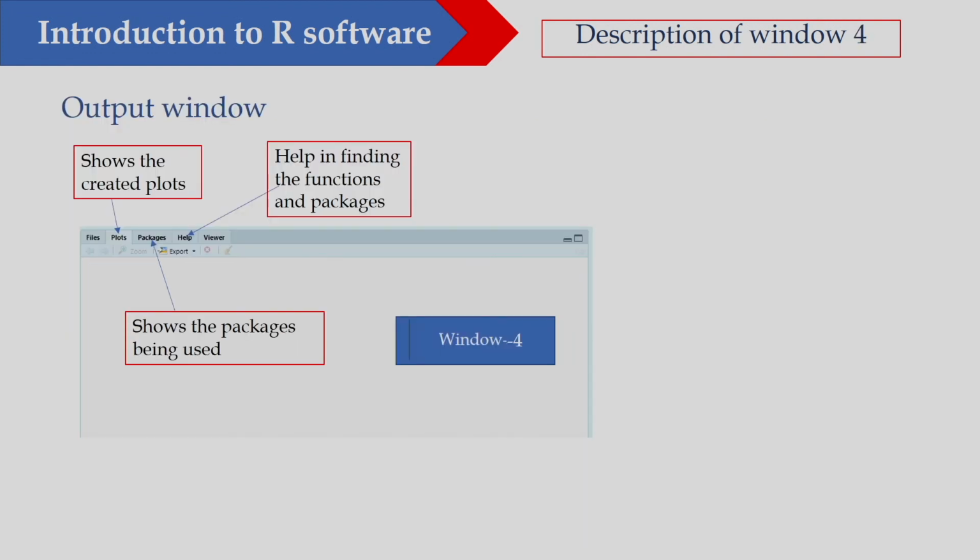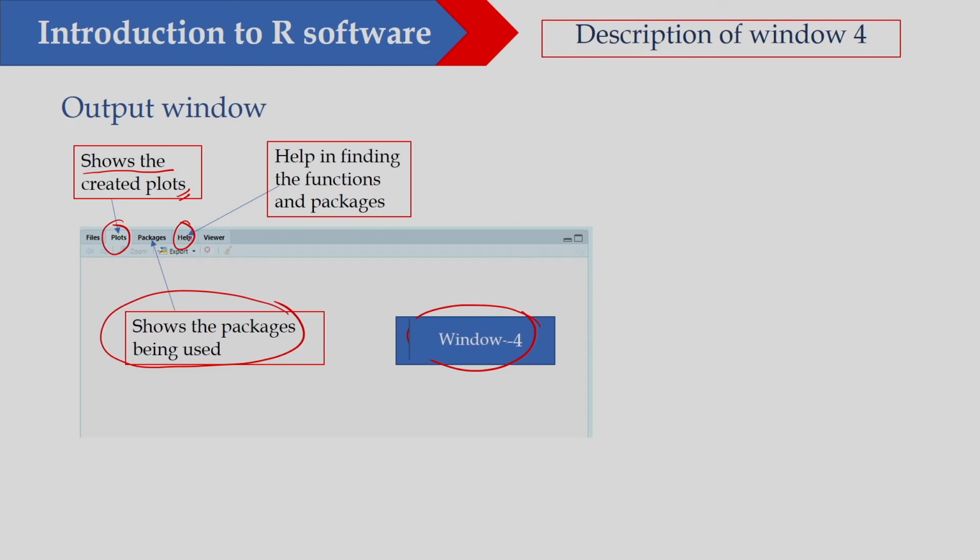Now, the output window, that is Window 4. As I said, the output window shows the created plot. Suppose you have created some plot, you can see it here. Similarly, if you want to see what packages you are using, you can go to packages, and then the help button will give you help if you need any.